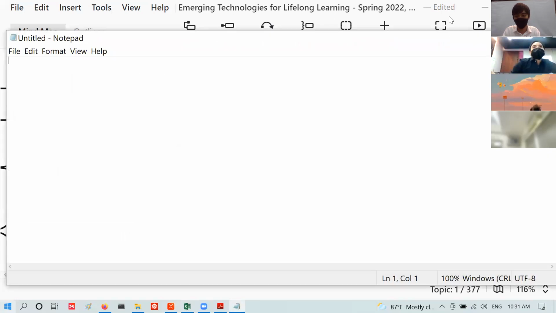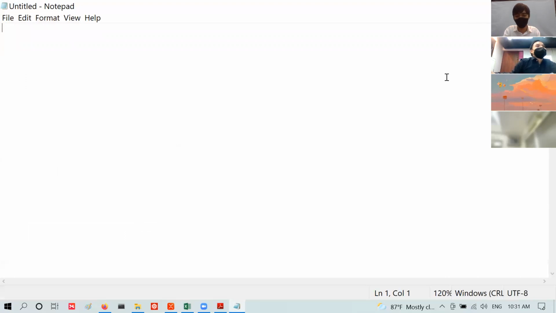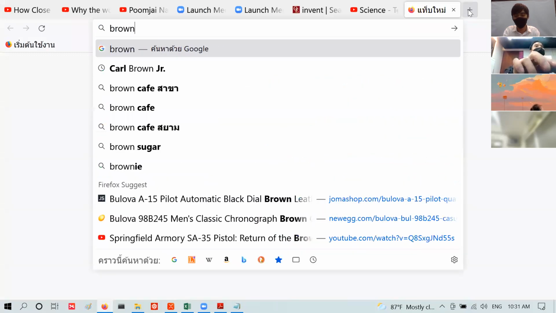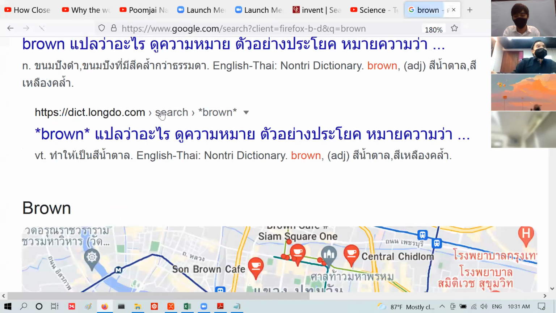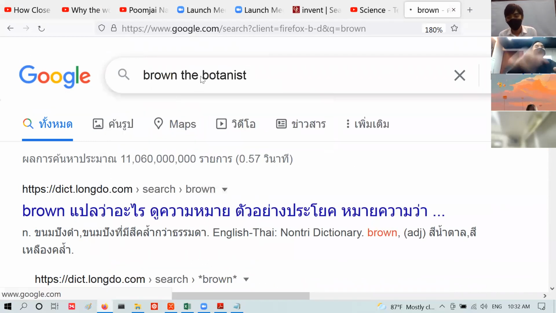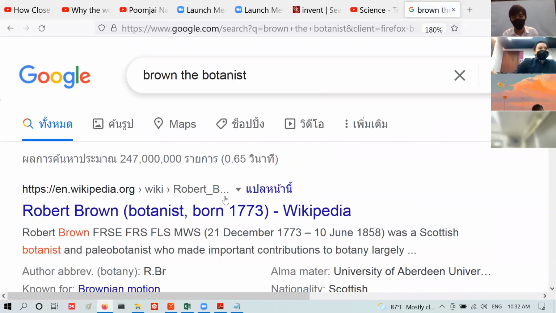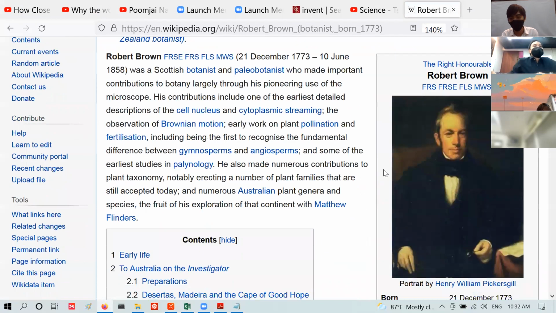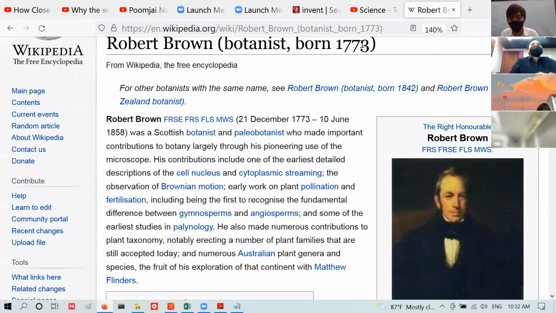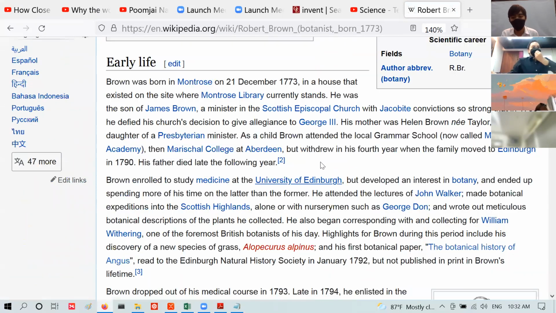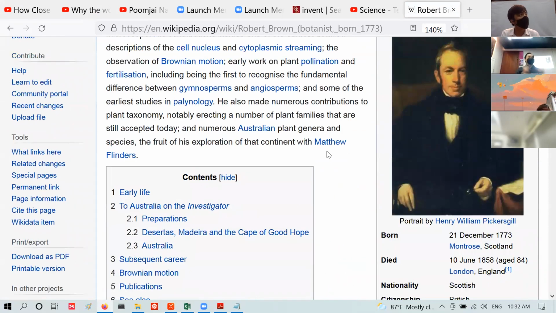I'll sporadically do a little Google. Let's Google Brown. That's not good. Brownian, Brown, the botanist. There we go. Let's look at this guy. This is Robert Brown, the botanist. He was born in 1773. A botanist, you guys know, studies plants and stuff like that.